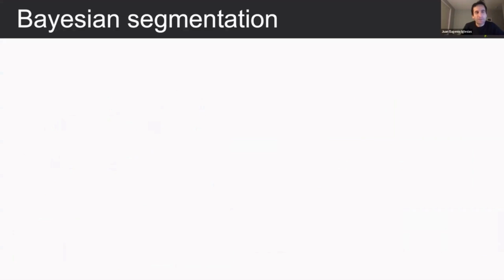And also, I really have to go over Bayesian segmentation for two reasons. One is that I made a living out of this for 10 years or maybe 5 years.